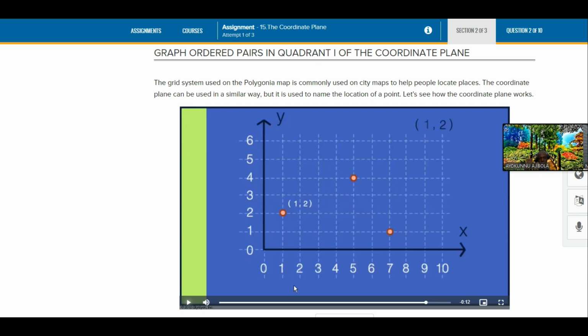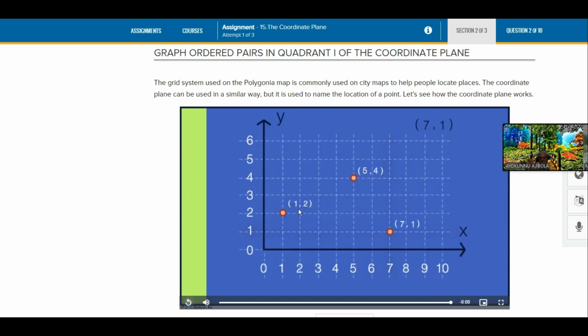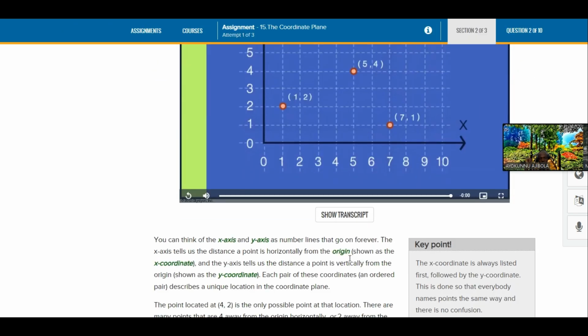Yep. Good. So let's listen to what it's saying. The location of the second point is 5, 4. The third point is located at 7, 1. Is that clear now? Yes. Okay, good. So I'm going to move on now.